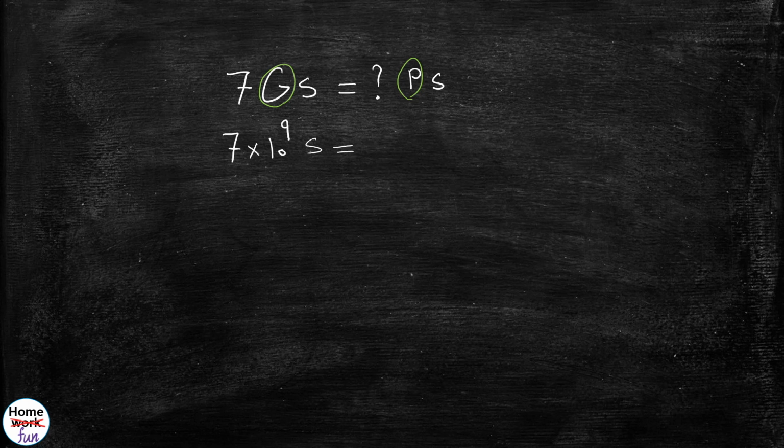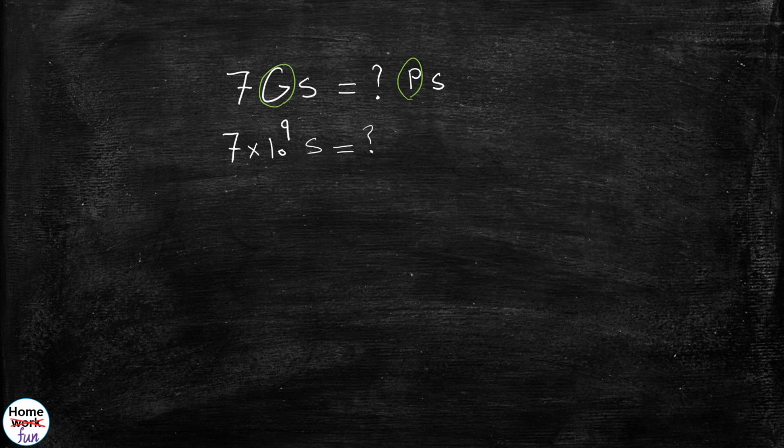Let's see another one. Let's say 7 gigaseconds is equivalent to how many picoseconds? So we're going from a very large prefix, right? Again, same process. Step 1, replace those prefixes with what they mean. So I said 7 times 10 to the power. What was giga? We know mega was a million, 10 to the 6. Giga is a billion. So 10 to the power of 9 seconds equals question mark.